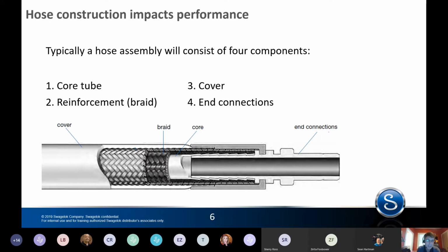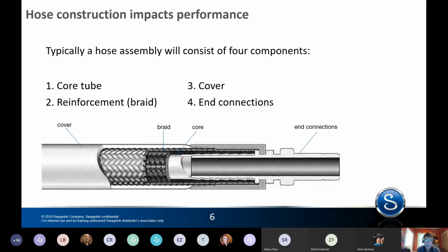In this case, it's a silicone cover that's usually applied for the ease of cleaning the outside of a hose. There's different things that can be applied to protect a user from grabbing the hose and moving it around, or abrasion protection of the hose if it's being dragged along the ground. So different covers can be applied, and these need to be considered when selecting the right hose.